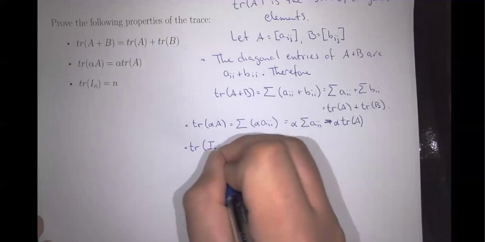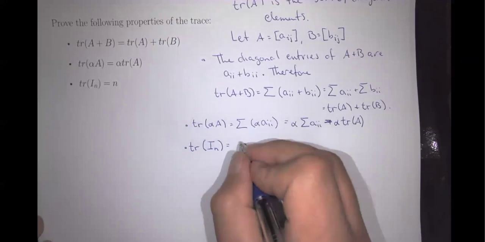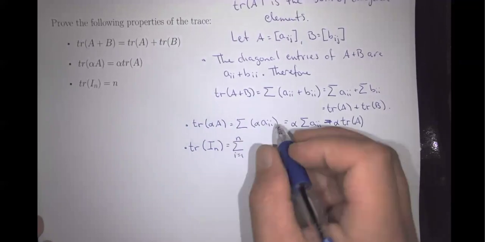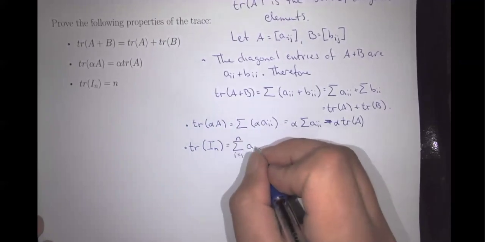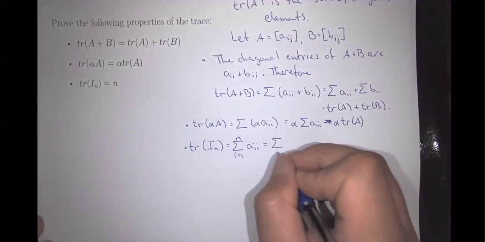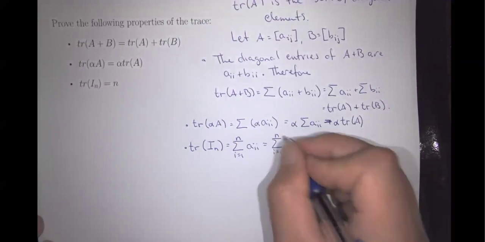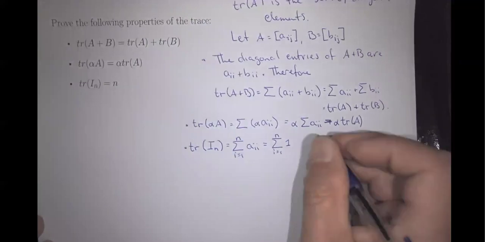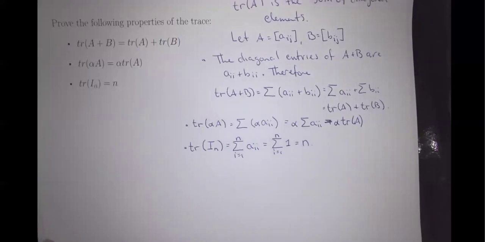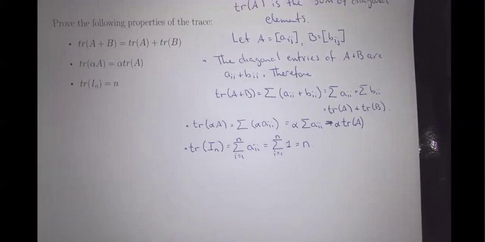Finally, the trace of the n-dimensional identity matrix is the sum, i from 1 to n, of the diagonal entries of that identity matrix. But it turns out the diagonal entries of the identity matrix are all equal to 1. And what happens when we add 1 to itself n times? We end up with n. And so this proves the three properties of the trace that we were worried about.